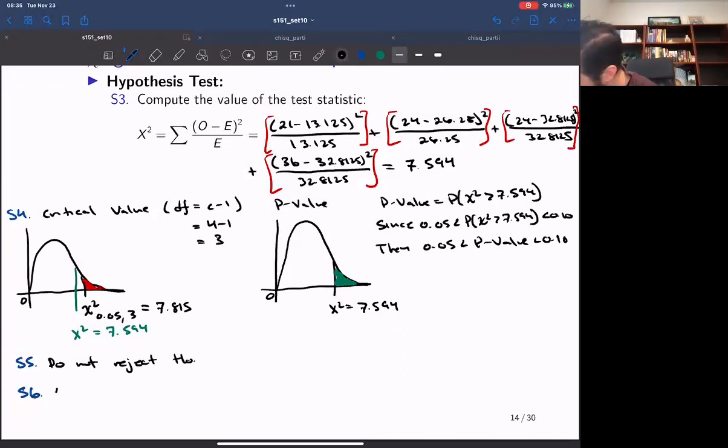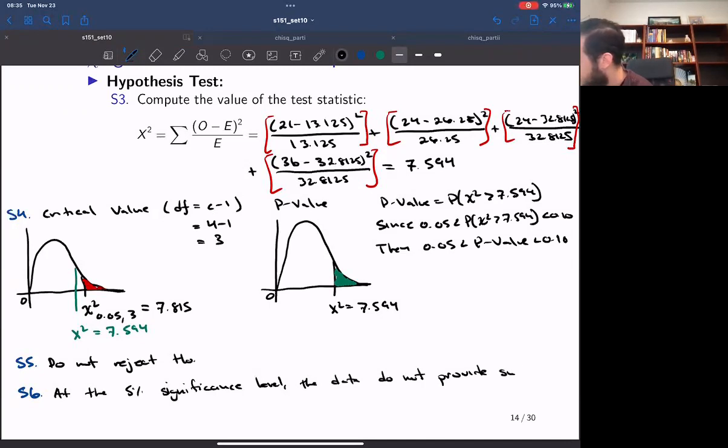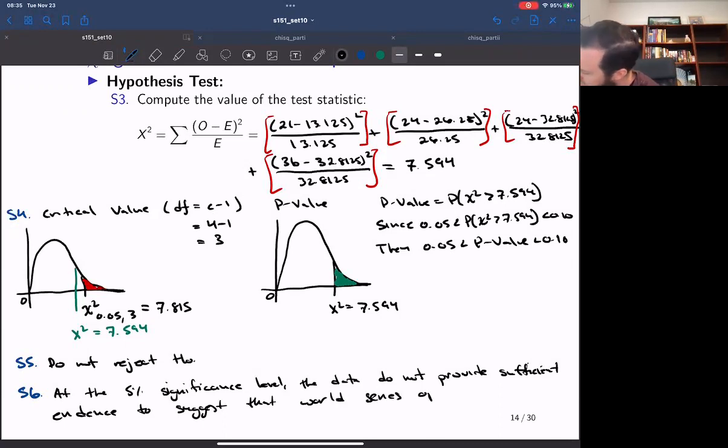So then on step six, at the 5% significance level, the data do not provide sufficient evidence to suggest that World Series opponents are not evenly matched.